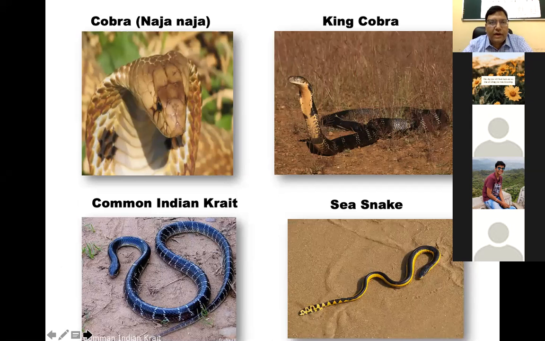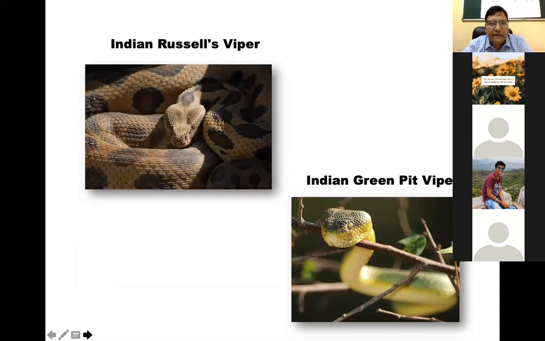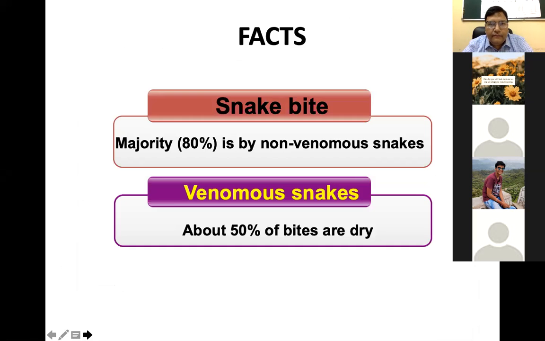So these are the photographs of cobra, king cobra, common krait, and the sea snake. The other ones are the vipers: the Indian Russell's vipers and the Indian green pit vipers. Then the important fact which we have to remember is that the majority of snake bites, around 80%, are caused by non-venomous snakes.